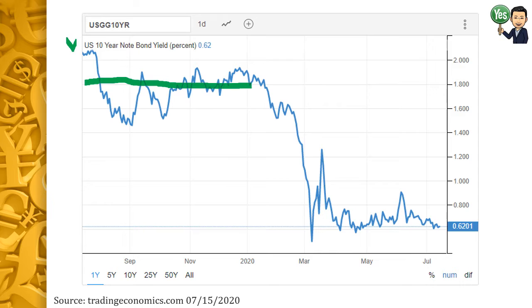The 10-year note yield curve shows that until last year it was a 1.8 interest rate. But recently, after the pandemic, it stays around 0.6, and it stays around here, which means the situation is worse than last year, but stable, which means the market is also stable.